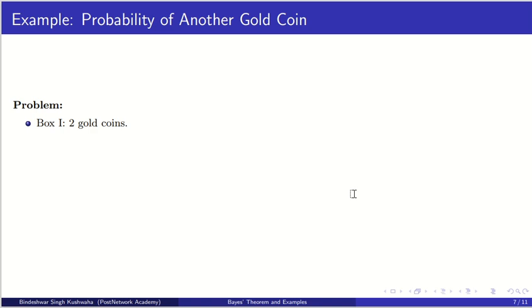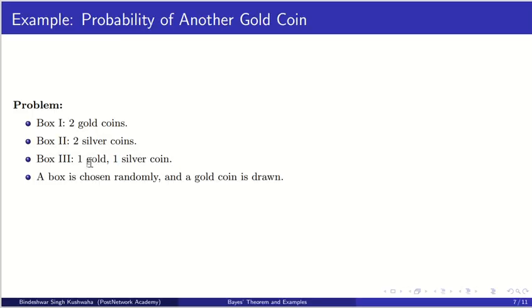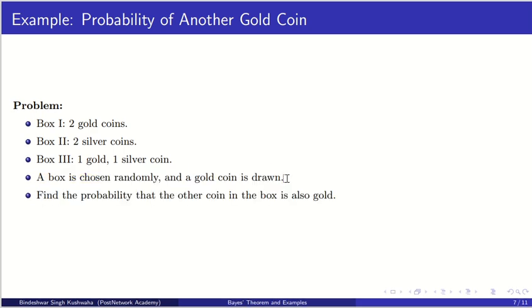Now let us see another example. Box 1 has 2 gold coins. Box 2 has 2 silver coins. And box 3 has 1 gold and 1 silver coin. A box is chosen randomly, the same type of question, and a gold coin is drawn. Find the probability that the other coin in the box is also gold.